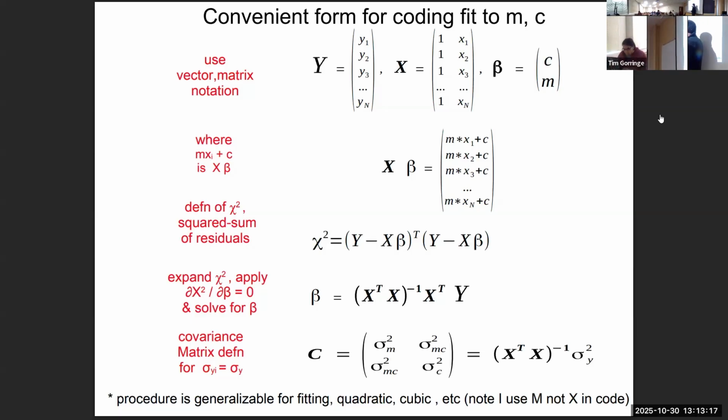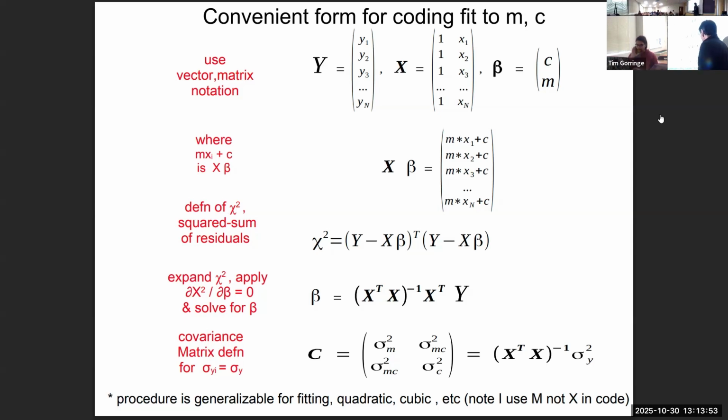Basically, you would say that chi-squared is a function of the matrix beta. If I differentiate with respect to the matrix beta and set that equal to 0, that locates the minimum value of chi-squared. And then that equation that emerges from differentiating chi-squared with respect to beta and setting it equal to 0 can be solved for beta. And if you solve it for beta, you get this equation here.